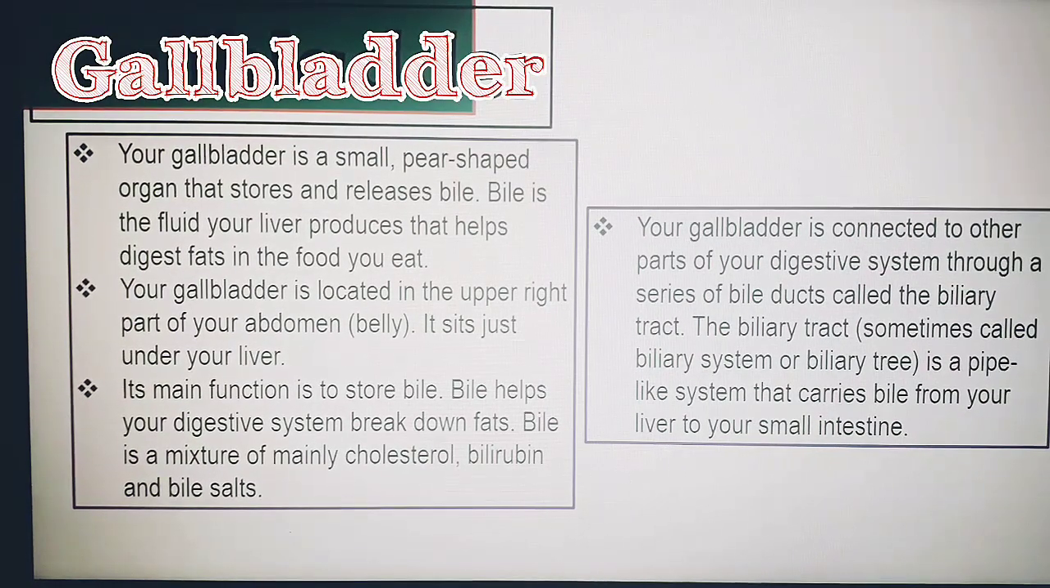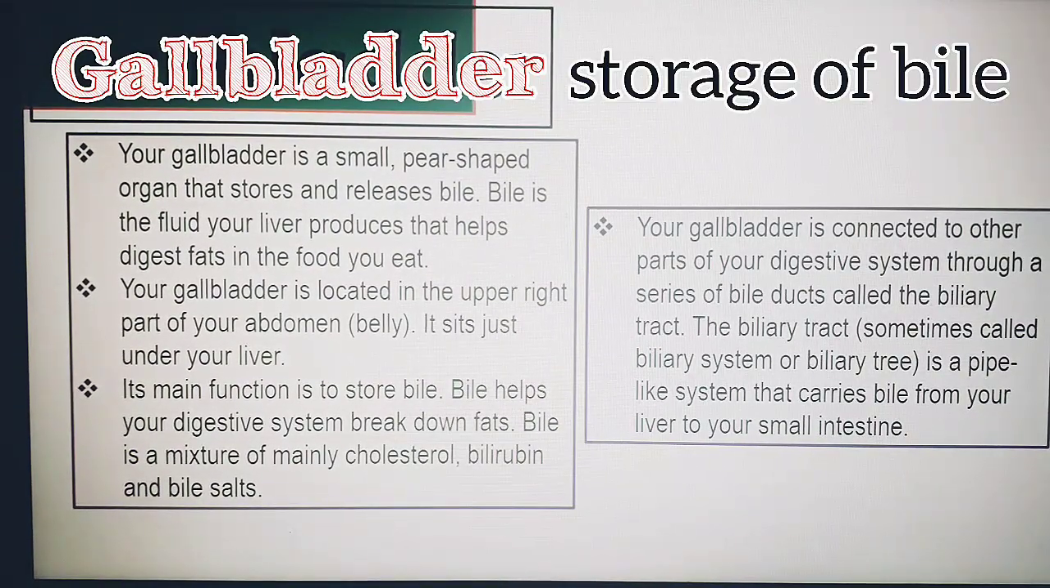Gallbladder. Your gallbladder is a small pear-shaped organ that stores and releases bile. Bile is the fluid your liver produces that helps digest fats in the food you eat. Your gallbladder is located in the upper right part of your abdomen. It sits just under your liver. Its main function is to store bile. Bile helps your digestive system break down fats, and it is a mixture of mainly cholesterol, bilirubin, and bile salts.